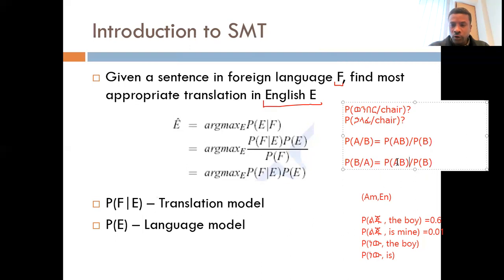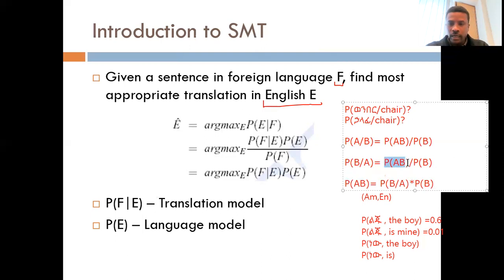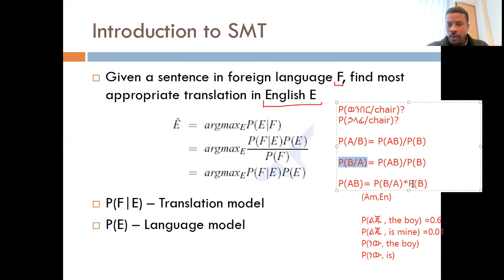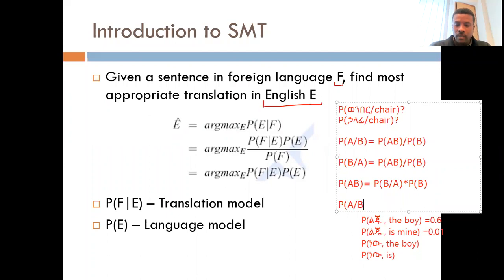Now what we can do is let's take out probability of AB. So probability of AB is equivalent to probability of B given A multiplied by probability of B. So probability of AB is going to be probability of B given A multiplied by probability of B. So it means we can put it in here. So using the Bayes method again, probability of A given B, instead of AB, is going to be this one divided by probability of B, as you can see here.